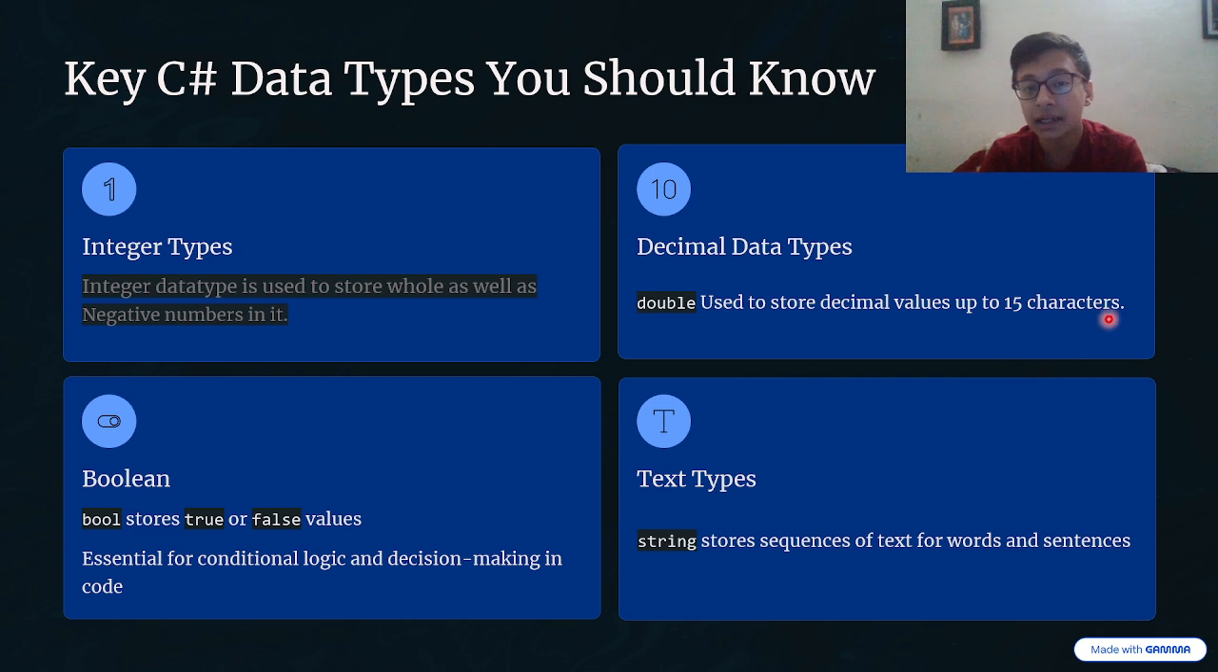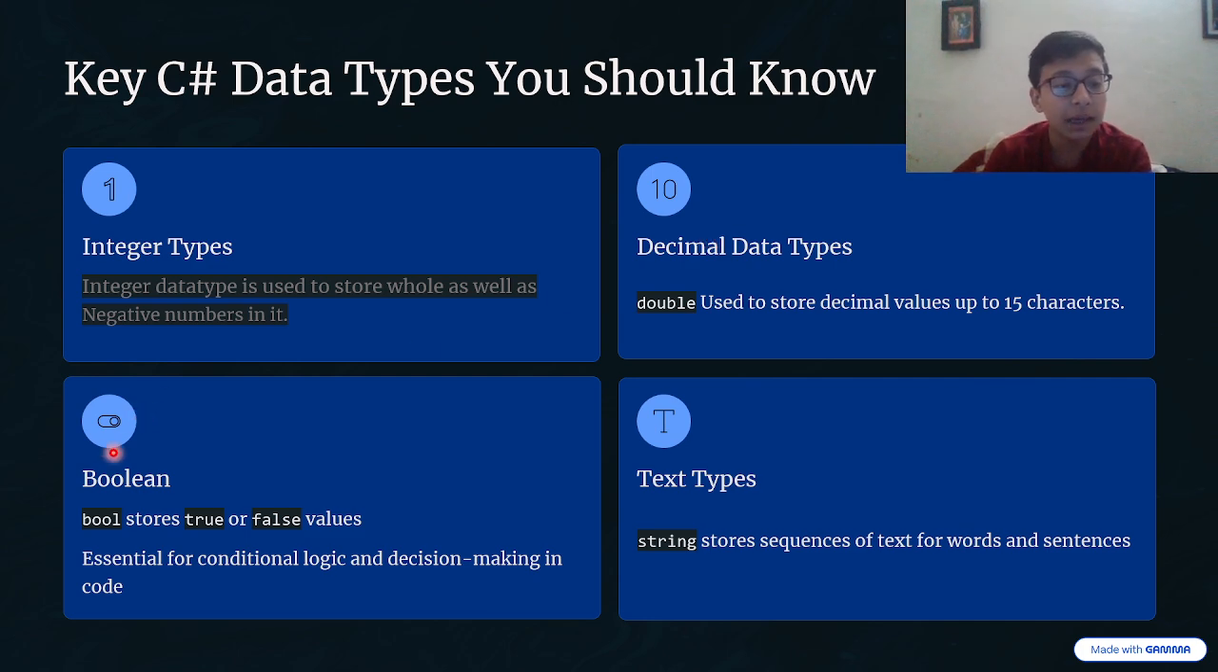Second comes the decimal data type. The double data type is used to store decimal values up to 15 characters. Now the next question comes, why don't we store decimal values in integer data type? Because in integer data type, if you try to store a decimal value, it will just round it off. So that's why there is a separate data type, double, which is used to store decimals up to 15 characters. It means you can store 15 characters after the decimal in this data type.